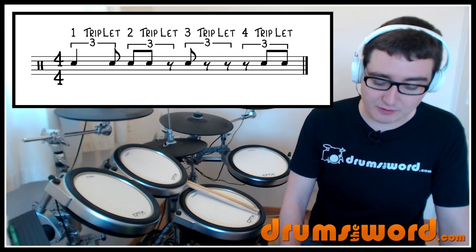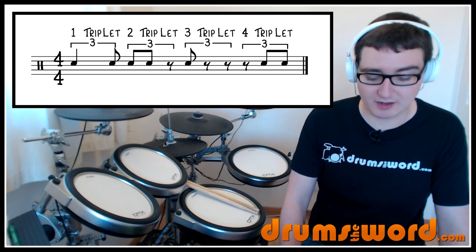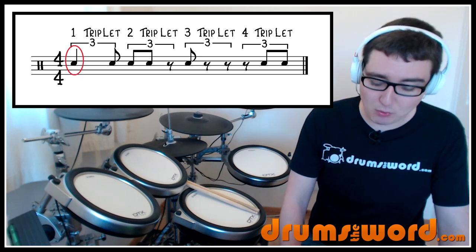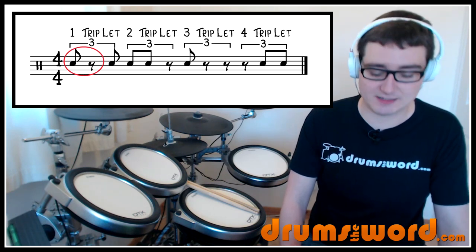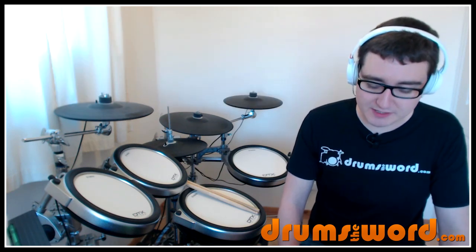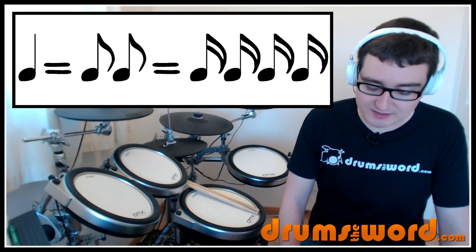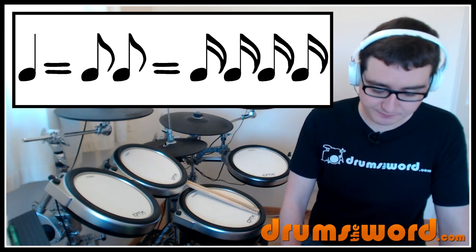Instead of using an 8th note and an 8th note rest, we could replace both with just a single quarter note like this. It's played and counted exactly the same as before, but the quarter note now takes up the duration of both the 8th note and the 8th note rest. Remember that the relationship between the different subdivisions always stays the same. So a quarter note is still equal to 2 8th notes, even when written as triplets.